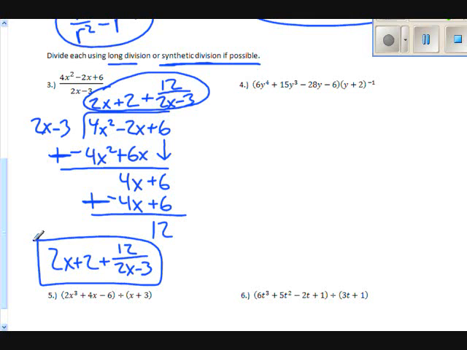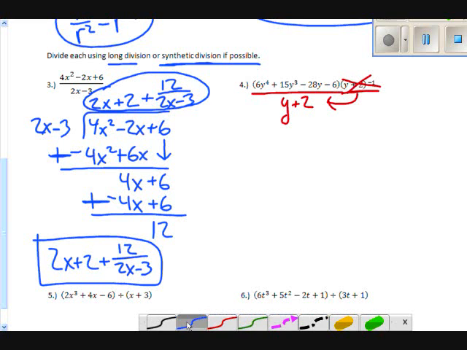For the next one, I notice here that I have a negative exponent. Remember, a negative exponent means I have to send whatever that is to the denominator. So that means I'm going to take this whole thing and send it to the denominator. So I'm going to put the y plus 2 underneath. Okay? And that's all that negative exponent was doing. It's just a fancy way of writing division.